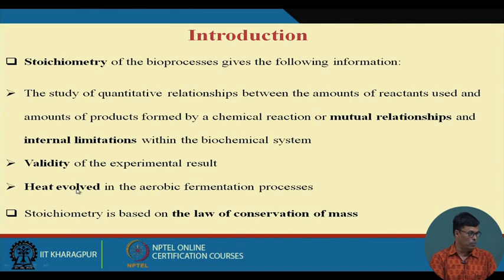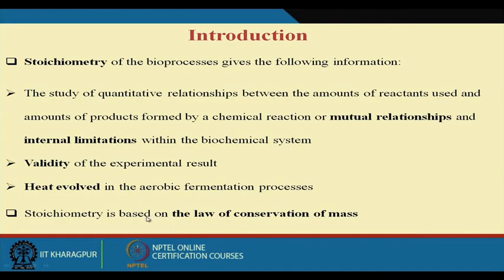And another is the heat evolved in the aerobic fermentation process. As you know, most biochemical reactions are exothermic in nature, so during the reaction some heat is evolved. Most microorganisms grow close to ambient temperature and atmospheric pressure. If the temperature shoots up, particularly during summer in a tropical country, where the temperature is as high as 40-45 degrees centigrade whereas the fermenter temperature is 30-35 degrees centigrade, naturally the temperature shoots up. So we require some kind of cooling arrangement.